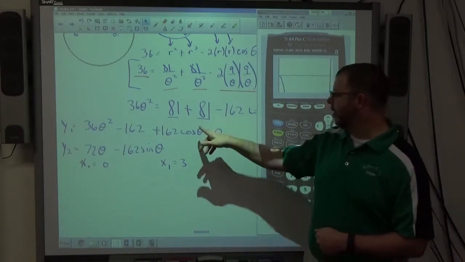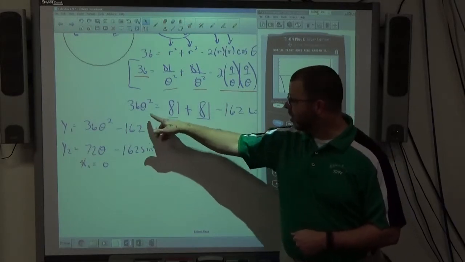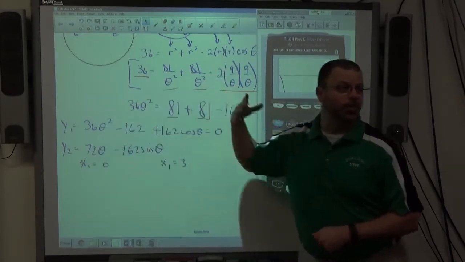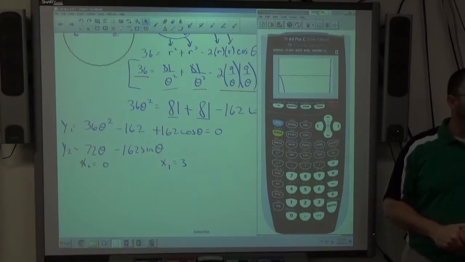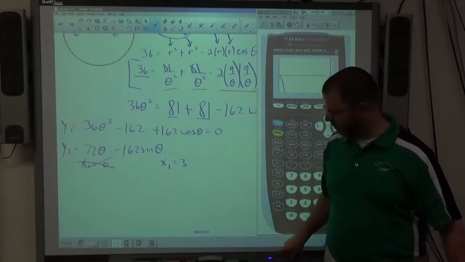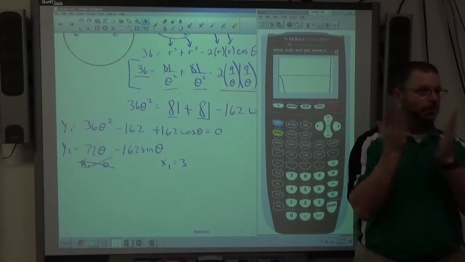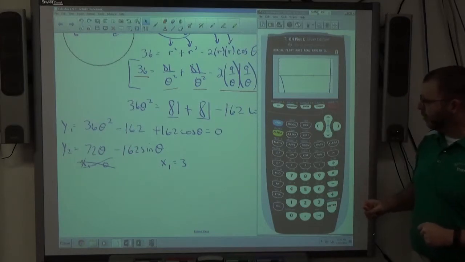Actually, no, it would, because cosine of 0 is 1. 162 times 1 is 162, minus 162 plus 0. So actually 0, 0 is an answer, but obviously it's not the right answer. So let's just throw that one out. If theta is 0, then it wouldn't open up at all. So the answer we're looking for is very close to 3.